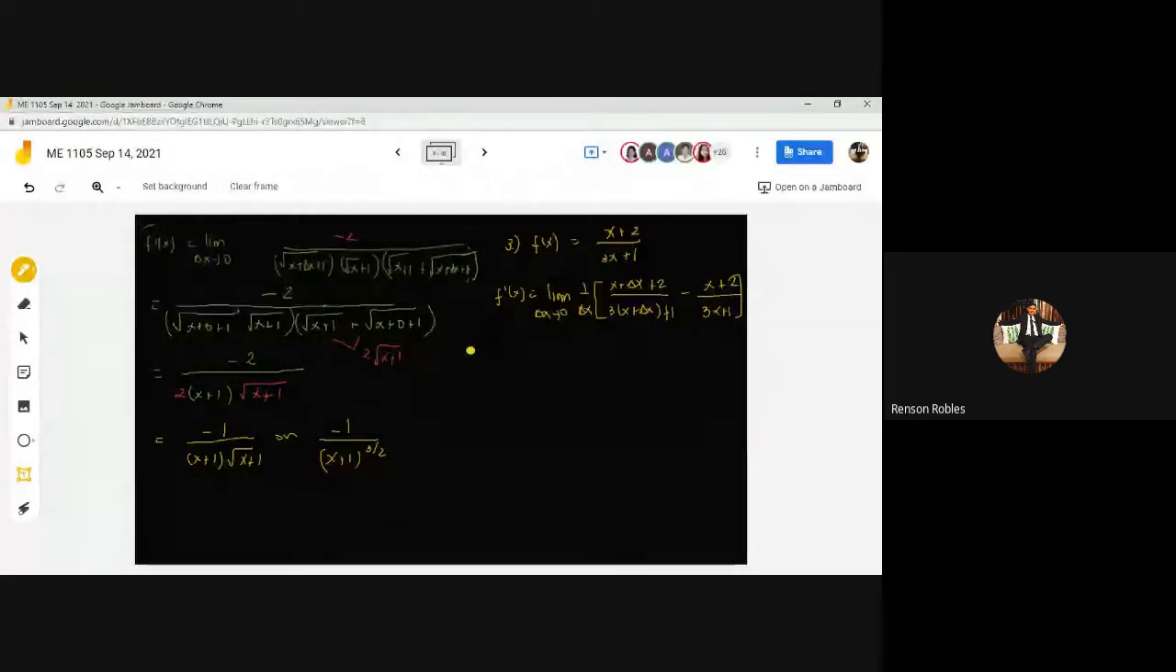You have limit as delta x approaches 0, 1 over delta x. Then we combine the 2. So that's 3x plus delta x plus 1 times, or we can just introduce the 3 each time inside, 3x plus 3 delta x plus 1 times 3x plus 1. And then you cross multiply. Then you have x plus delta x plus 2 times 3x plus 1 minus x plus 2.